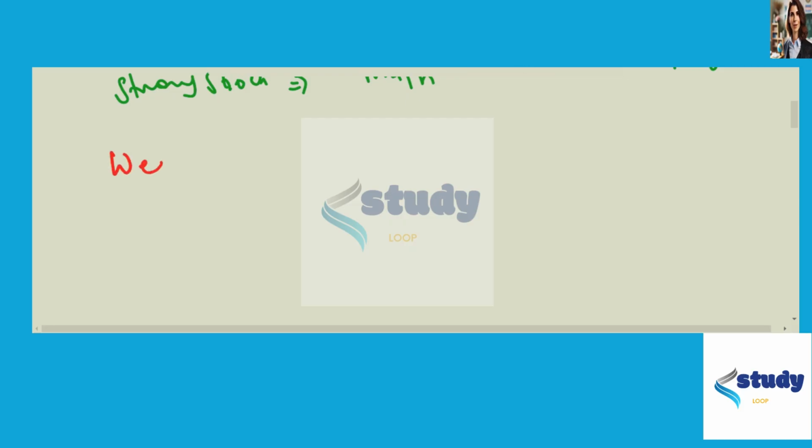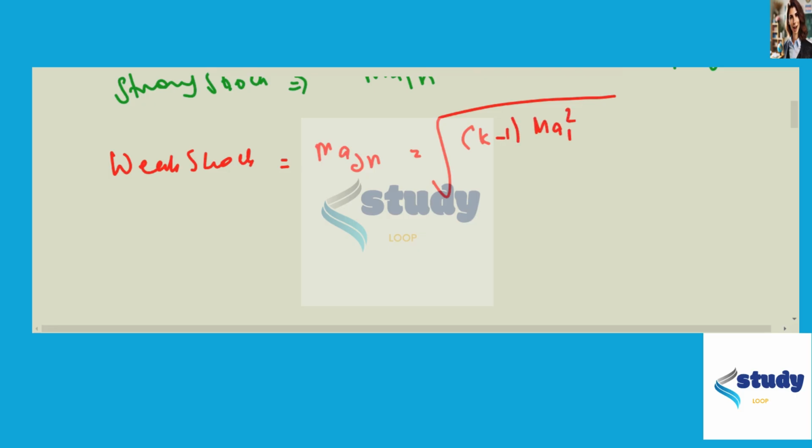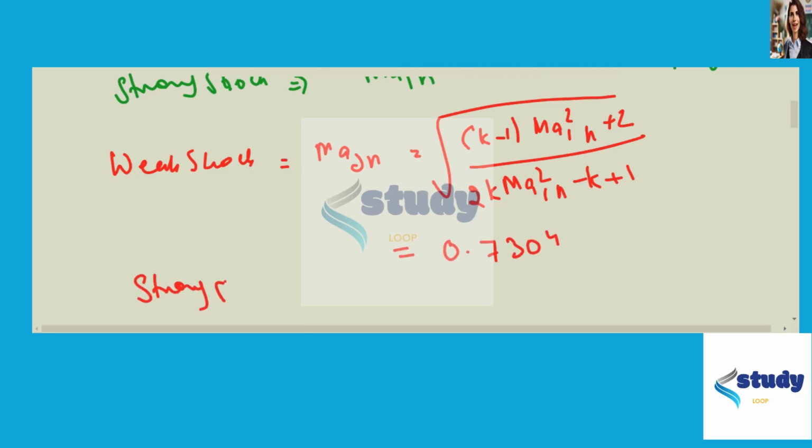Okay, now for the downstream normal Mach number, we have to find Ma2n as well. Again, for the weak shock, Ma2n = sqrt of ((k − 1) Ma1n² + 2) / (2k Ma1n² − (k − 1)), and the value that we get is 0.7304. Similarly, for the strong shock, the value is 0.5828.